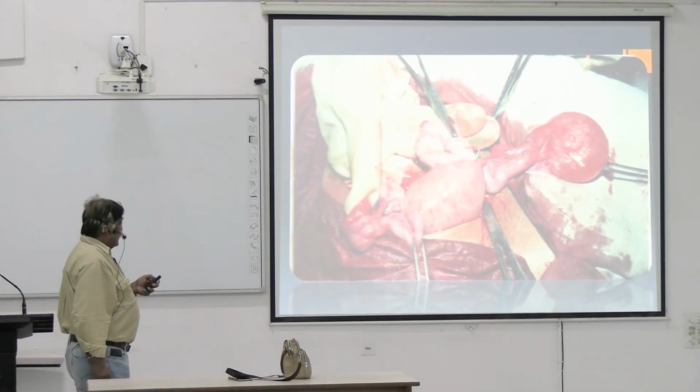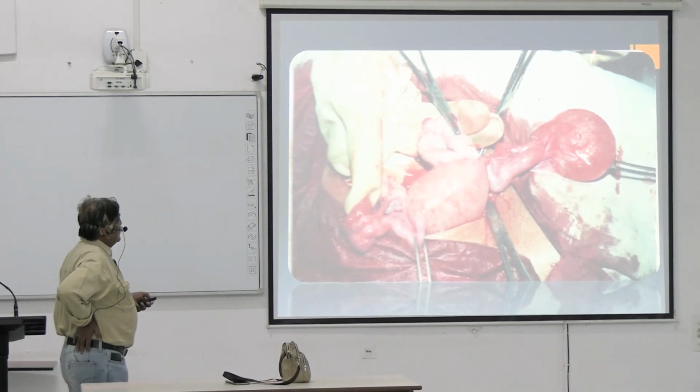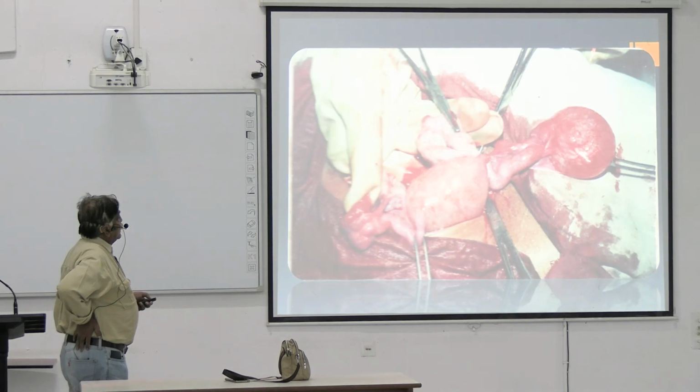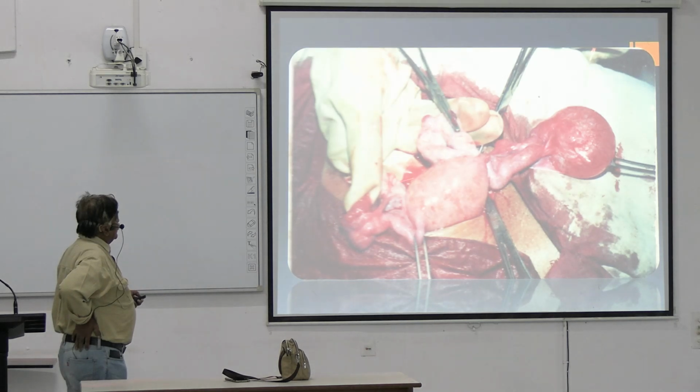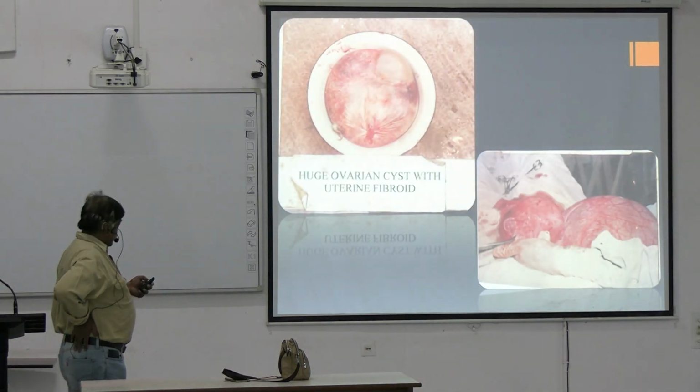Now this is the picture of hydrosalpinx of the tube. See the swelling, the fimbrial end, hydrosalpinx. This is the ovary, this is the ovary. Now this is the huge ovarian cyst and uterine fibroid.